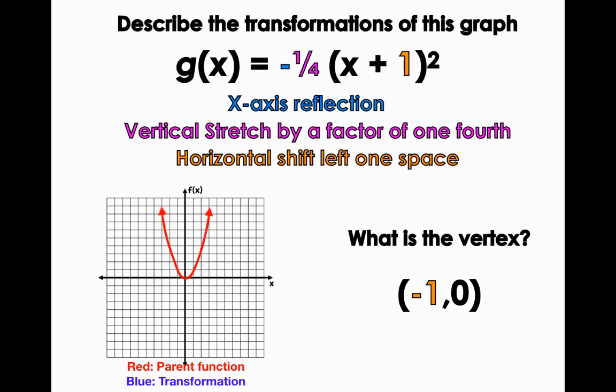So to graph this, you have to know which things affect which. We can reflect first, and then we have to take all those y values once they're reflected and multiply them by 1/4. So they move up by 1/4, and then we shift 1 space to the left.